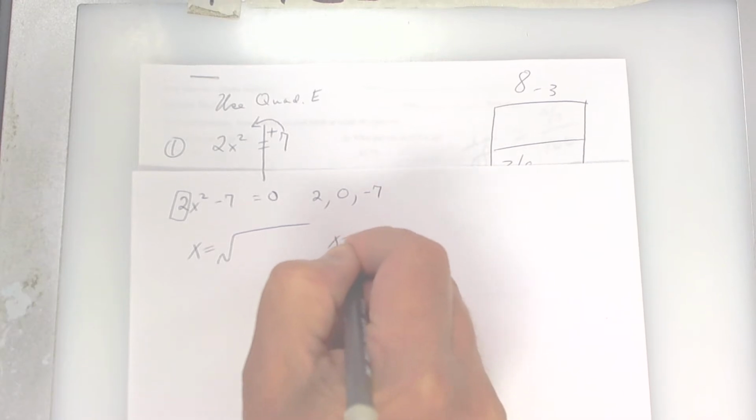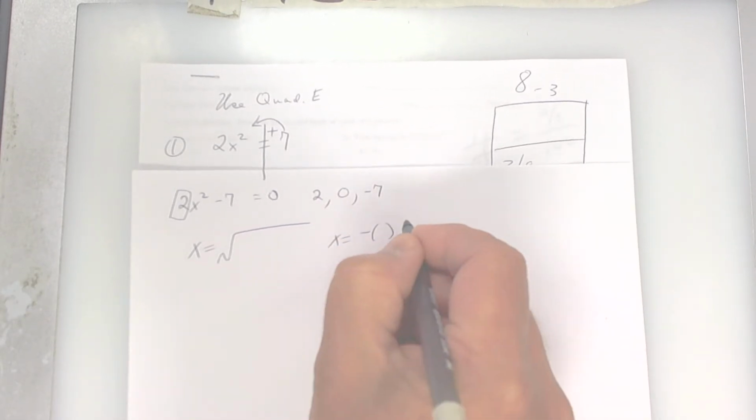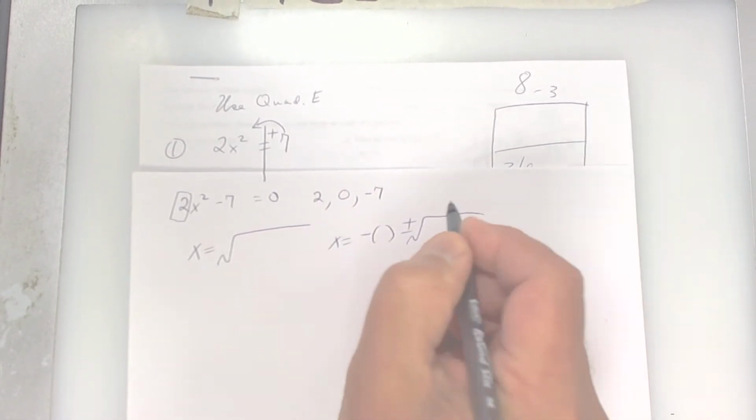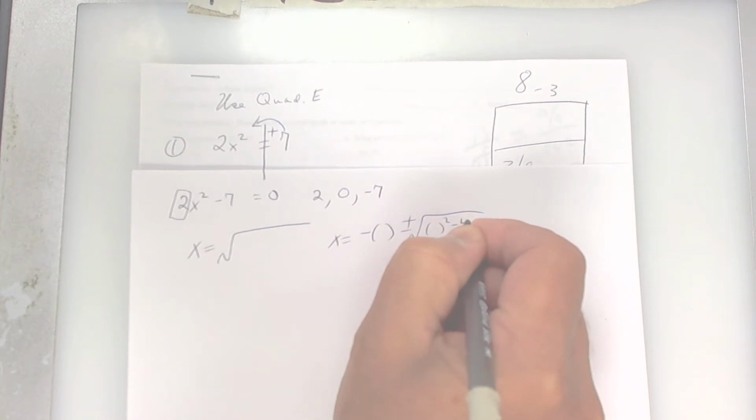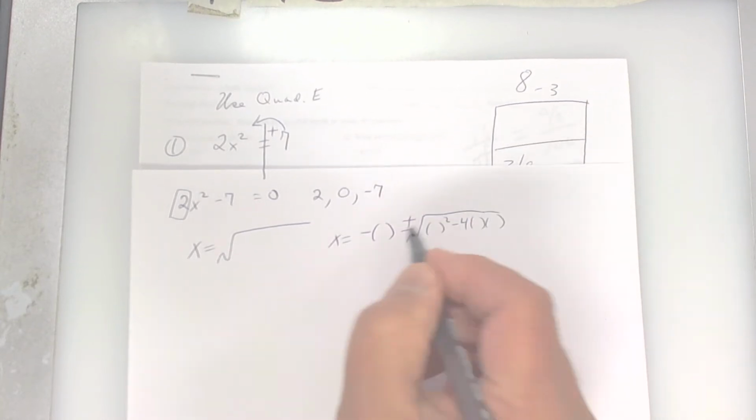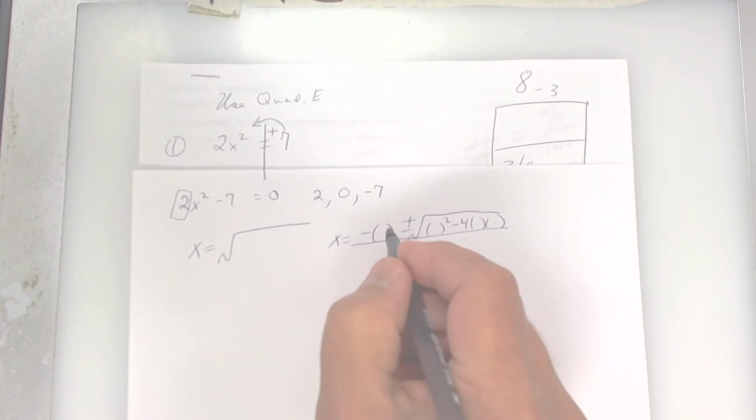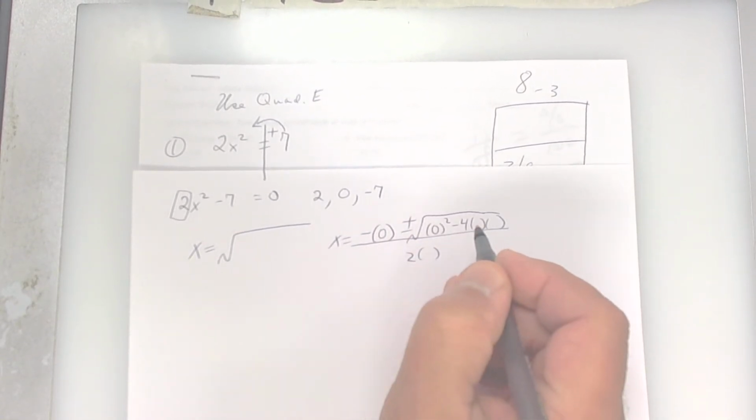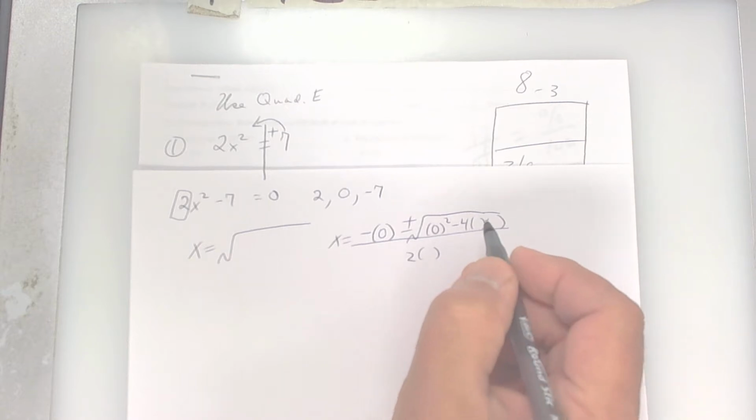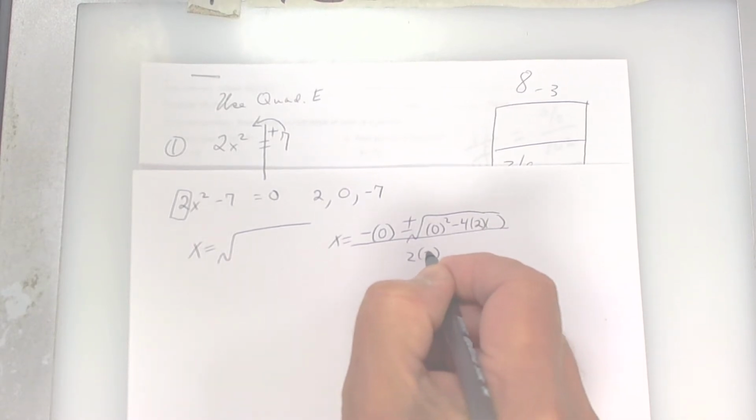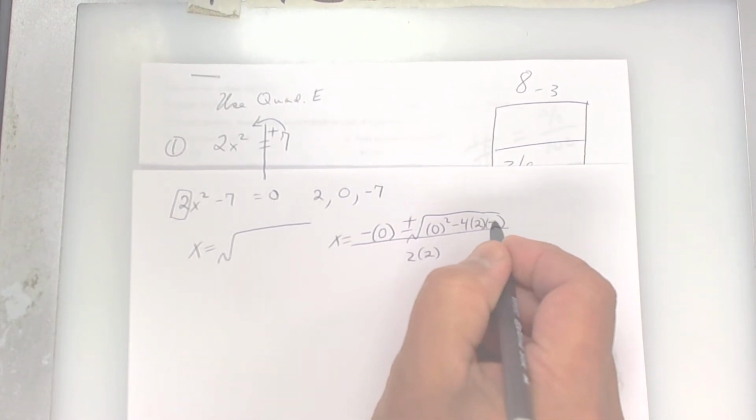X equals -B plus or minus the square root of B squared minus 4 times A times C, all divided by 2 times A. So -B, that's a 0 here and here. 4 times A and C is -7.